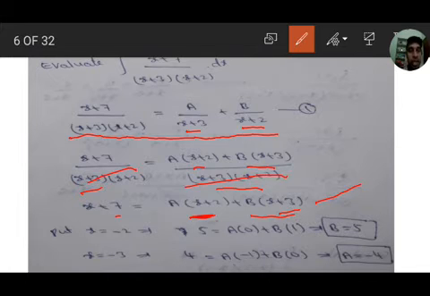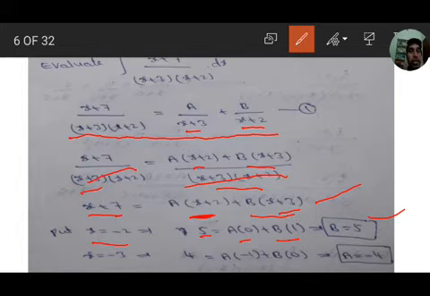So substitute x equal to minus 2 in the equation on both sides, LHS and RHS. If we substitute in LHS, minus 2 plus 7, that is 5. A into minus 2 plus 2 is 0. Plus b into minus 2 plus 3 means 1. b into 1 means b. Therefore b equal to 5. This term is 0, b equal to 5.